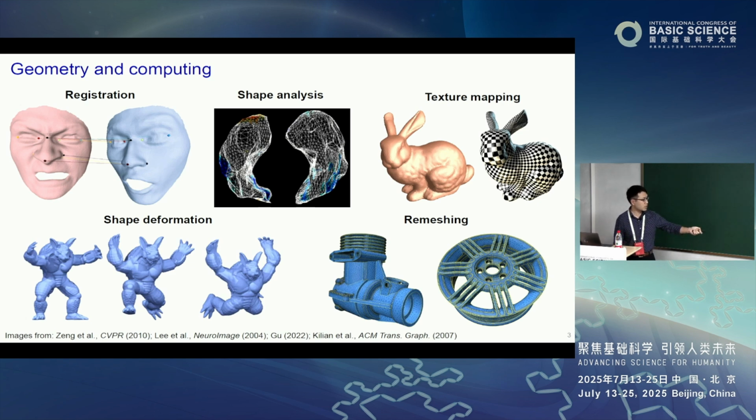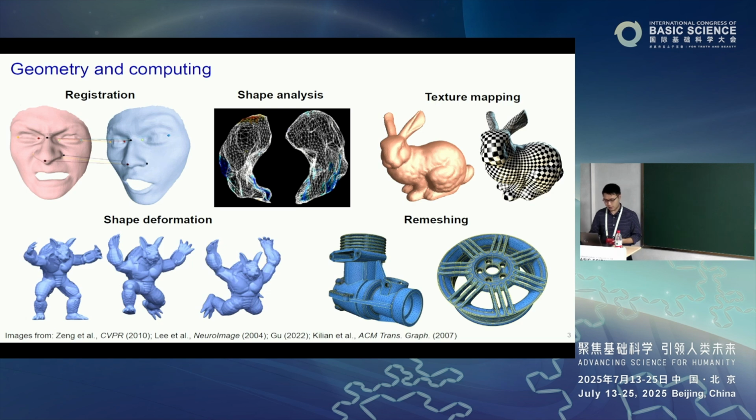And finally, remeshing is also a very practical application in geometry and computing. If we want to design or improve the mesh quality of a complicated shape, then we may also need to come up with some methods in order to achieve that. So we can see that in geometry computing, there are actually a lot of tasks: registration, shape analysis, texture mapping, shape deformations, remeshings.